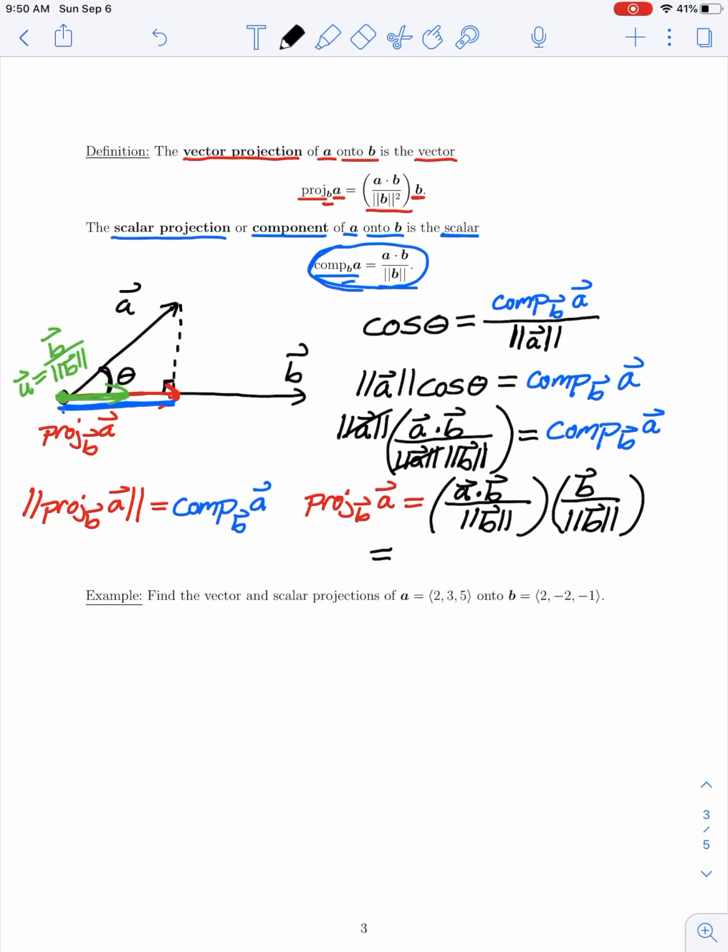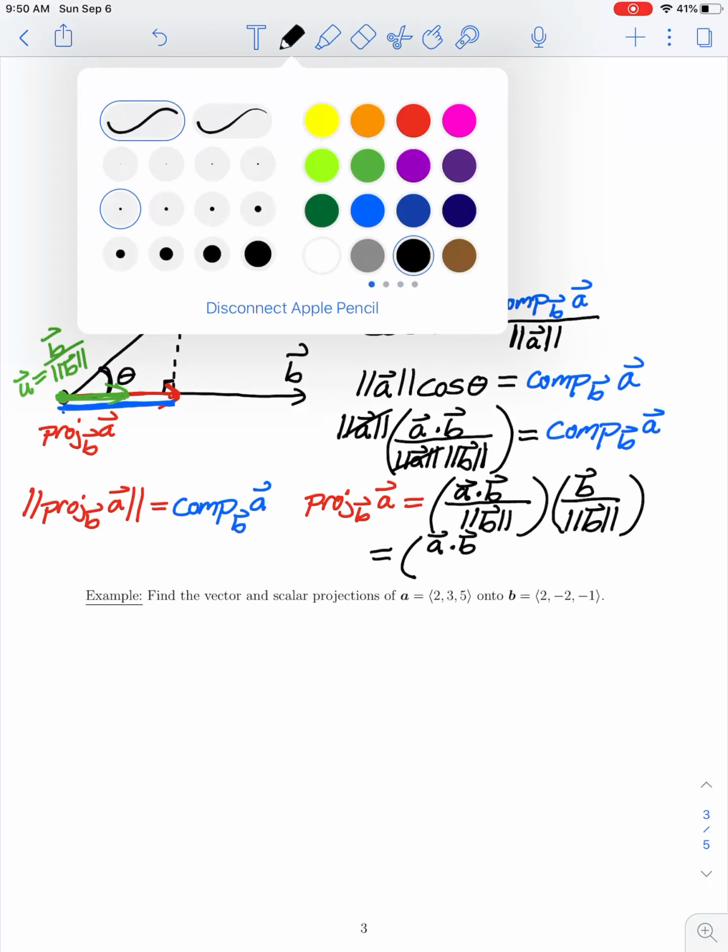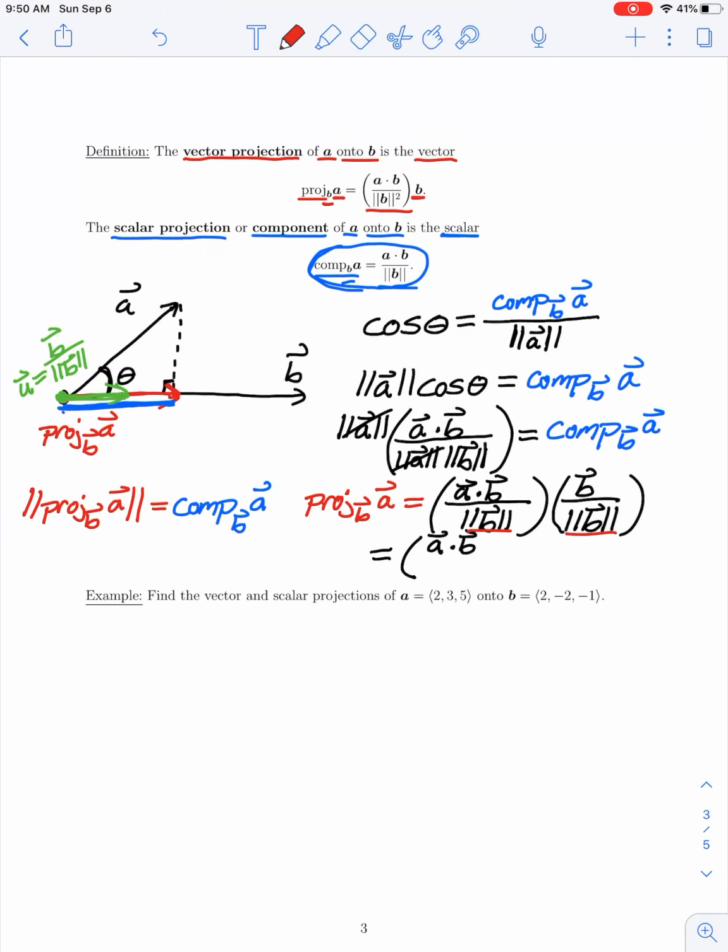So what I'm left with is the dot product of A and B, and then in my denominator I had the magnitude of B times the magnitude of B, so dividing by the magnitude of B squared, and then we're taking that scalar and multiplying by this vector B. So that gives us the formula for this projection that we saw in the definition. So a little justification for those formulas and the way that these vector or scalar projections are defined.